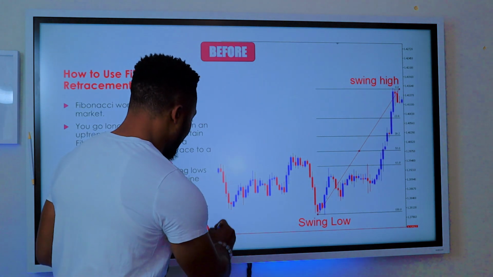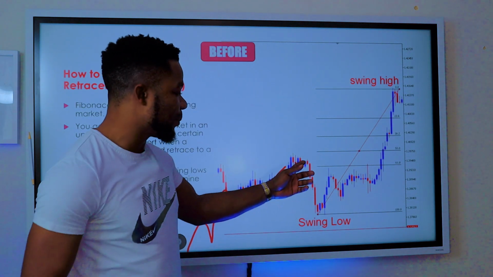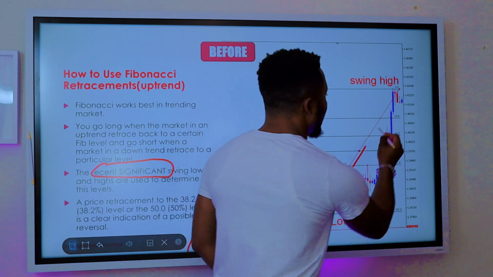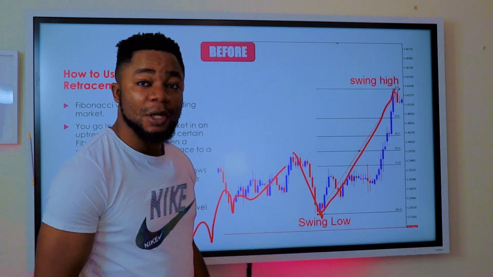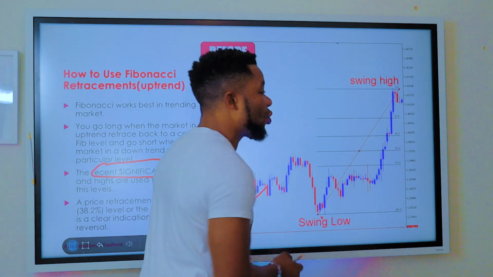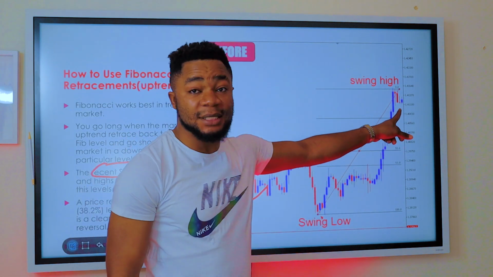The market was going up. You can see the market was going up, and at this point we have a retracement back to this point, and the market shoots again to that point. So what do we do? Remember now, where is the current market price? The current market price is here.